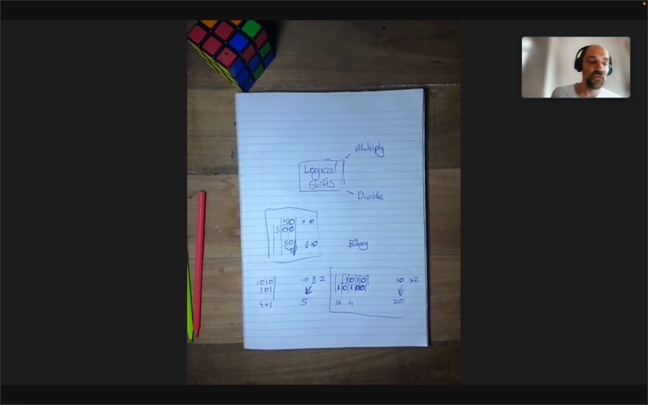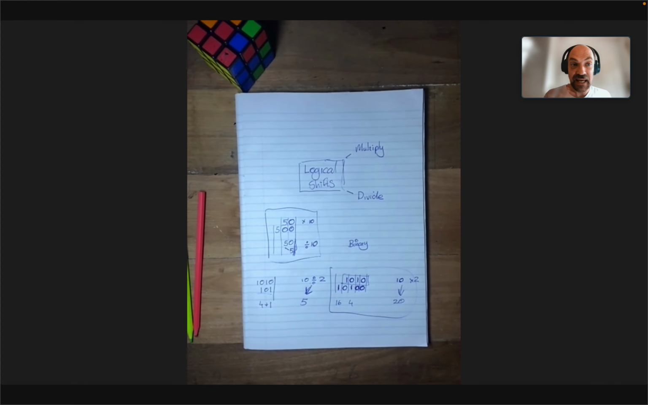Okay, logical shifts. A logical shift to the left does a multiply. A logical shift to the right does a divide. And depending on which number system it is, it will multiply or divide by the power of that system's column. So obviously if it was a hexadecimal system, a shift would multiply it by 16 or divide it by 16.